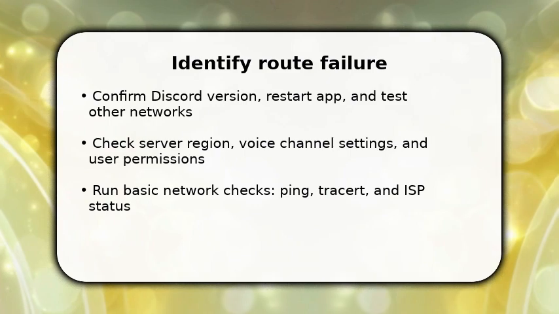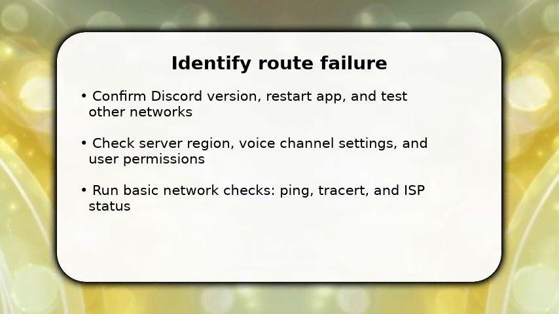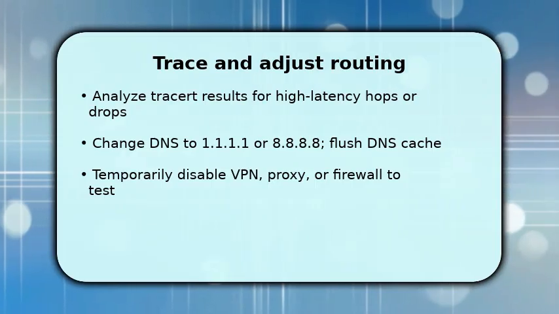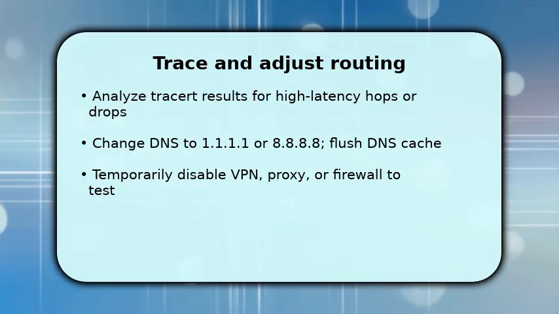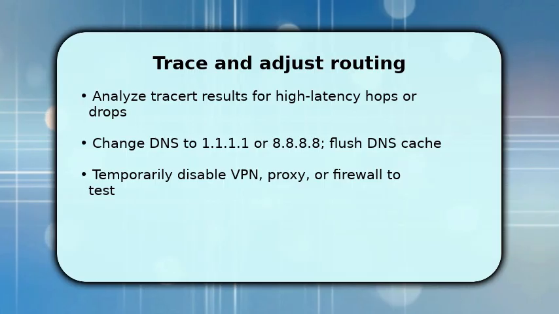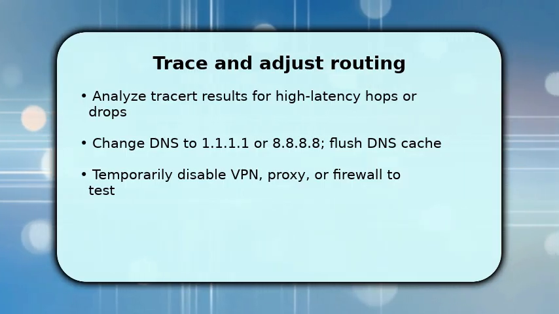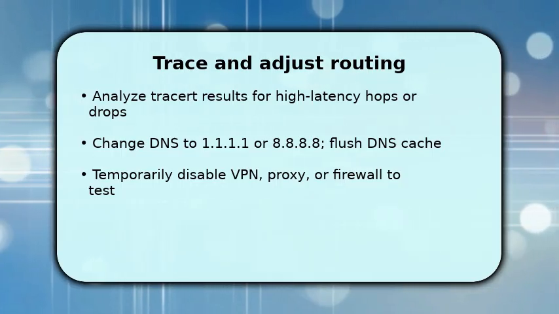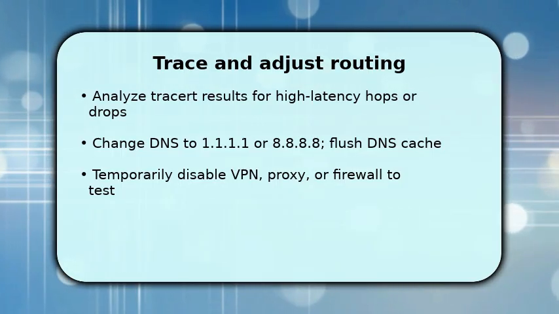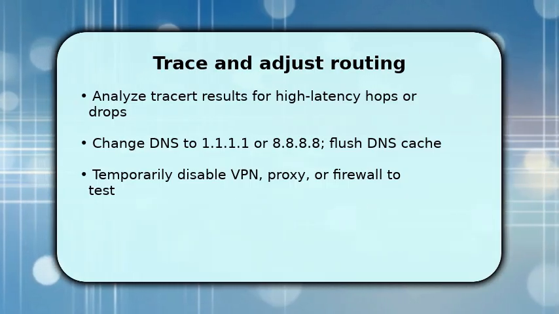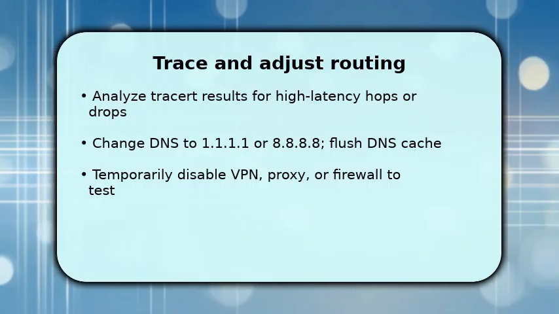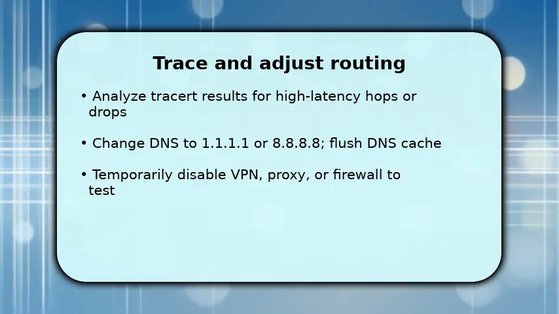Now you dig into the middle. Interpret your tracert output to spot where delays or failures happen, since a middle hop spike pinpoints ISP or backbone problems. Then change DNS to 1.1.1.1 or 8.8.8.8 and flush the DNS cache to eliminate name resolution issues that can misroute traffic. Make sure to test with VPN, proxy, and personal firewalls turned off briefly if the route works without them.